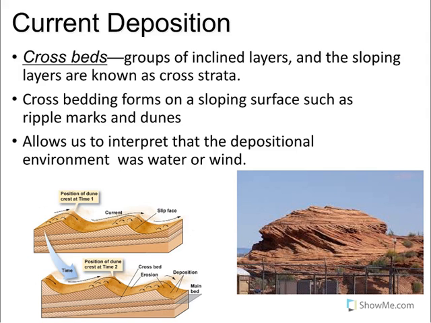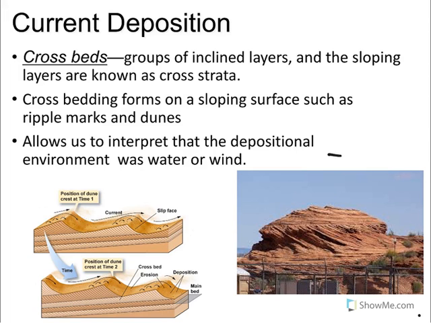Now, when I look inside of a ripple mark, we can see these things called crossbeds. A lot of the times, the ripple itself may not get preserved, but what's inside of it will, and this is called a crossbed. So let's talk about how crossbeds develop.